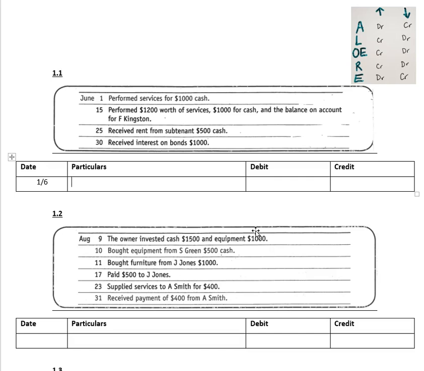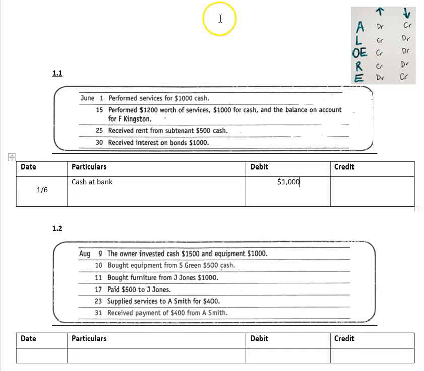So on June the 1st, they performed services for $1,000 cash. Now, first we have to identify which accounts are impacted. So the first one is going to be cash at bank because we paid in cash. And the second one is we're earning money, which is revenue, so service revenue. If you have a look up here, revenue going up is a credit. So service revenue is going to be a credit, and our cash at bank is an asset going up, which is a debit. So all I'm going to do is write cash at bank for particulars. That's going to be a debit of $1,000.